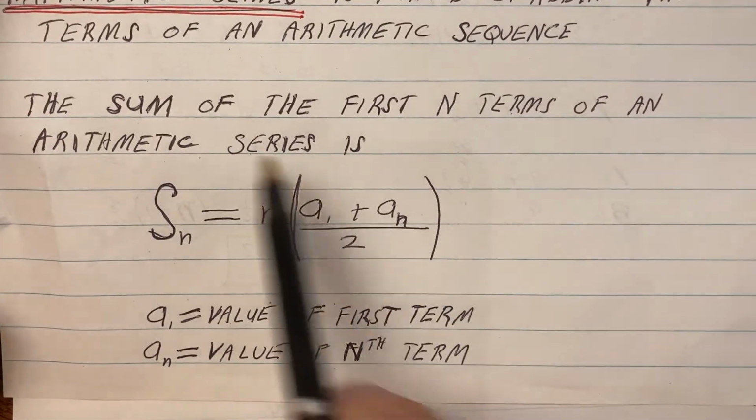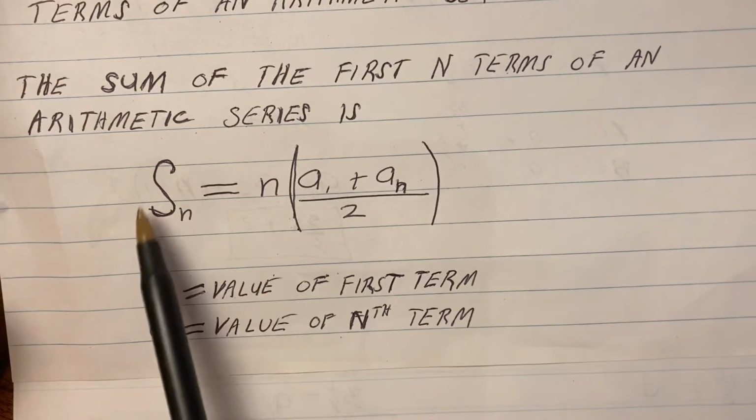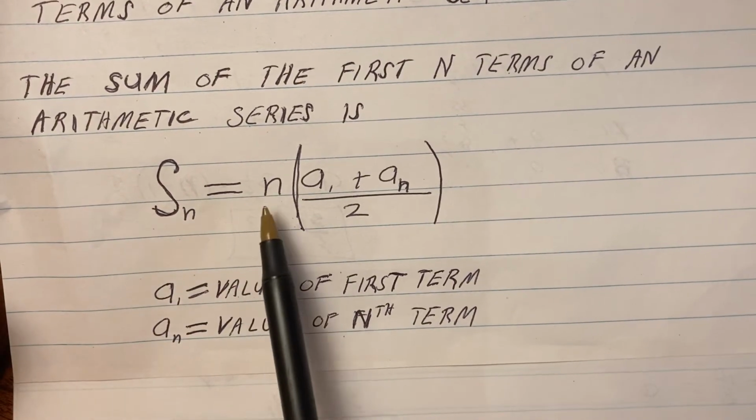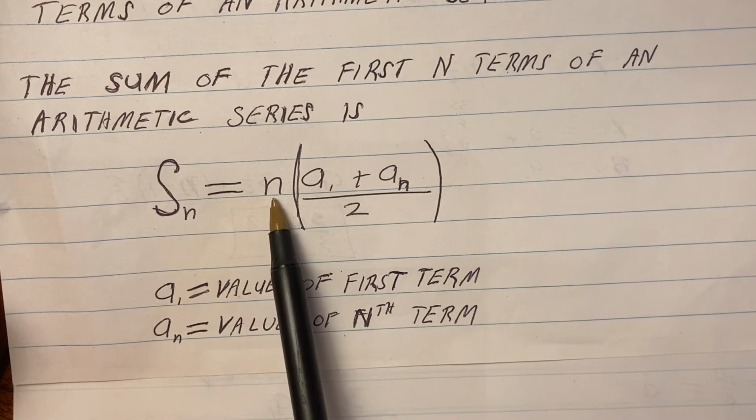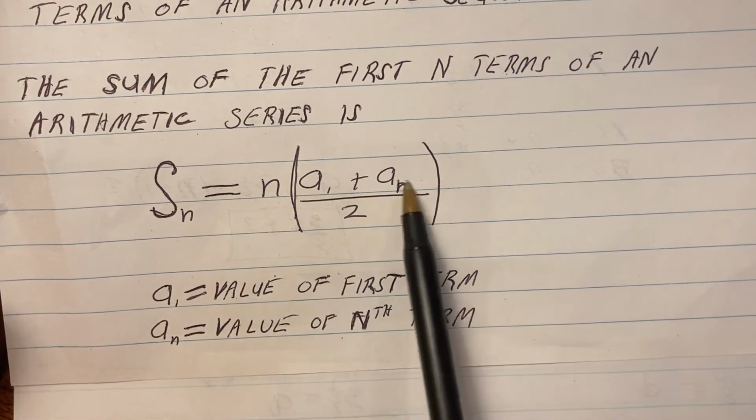Here are our notes right here. This is the sum of the first n terms. So this is the number of terms. That's the value of the first term. That's the value of the nth term.